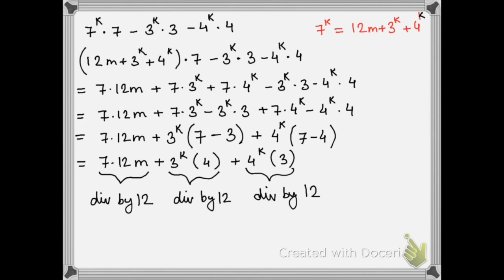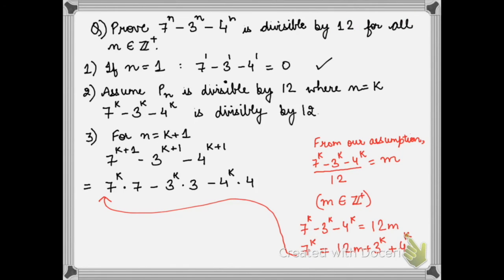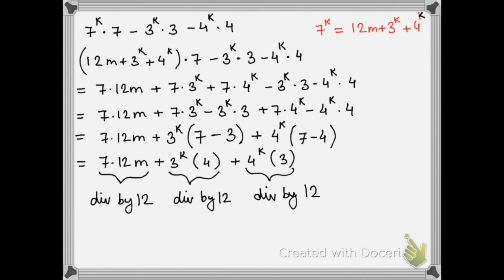So that was it for the divisibility question. And as you can see, it is fairly simple. The main thing you have to note is that from our assumption, we can always rearrange the equation and then substitute that back in our third step. And that is how we solve proof by induction.